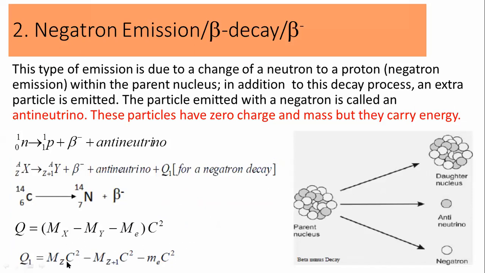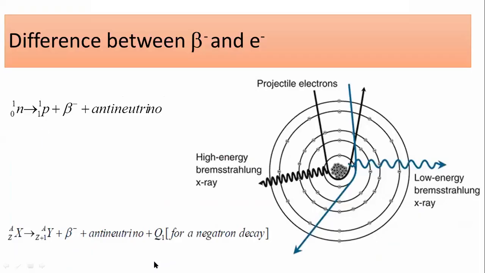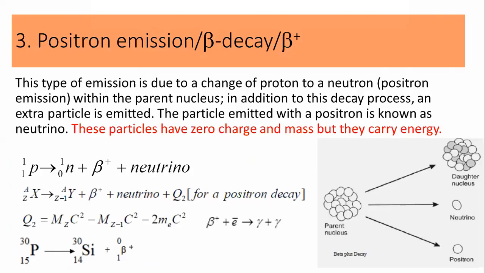This was the negatron emission: mass of the parent minus daughter plus the mass of one electron, because whenever the negatron is emitted, it has the negative charge, with a mass similar to the electron. That's why you have to subtract the mass of the electron over here. But in the case of positron emission, it should be like the negatron; the only difference is the positive charge, but the mass of the positron is the same as the mass of the electron. So again, the question is why the mass of two electrons is written over here.